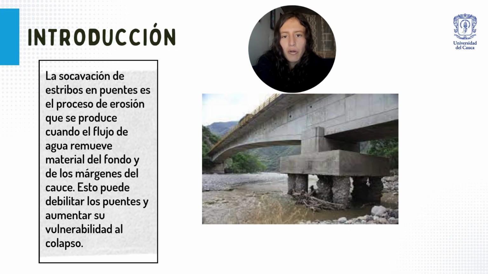Let's start by defining what abutment scour is. It refers to the erosion of soil or sediment around the abutments of a bridge caused by the movement of water. This is one of the leading causes of bridge failure, and it can seriously affect the stability of the structure, especially during periods of heavy flow or flooding.